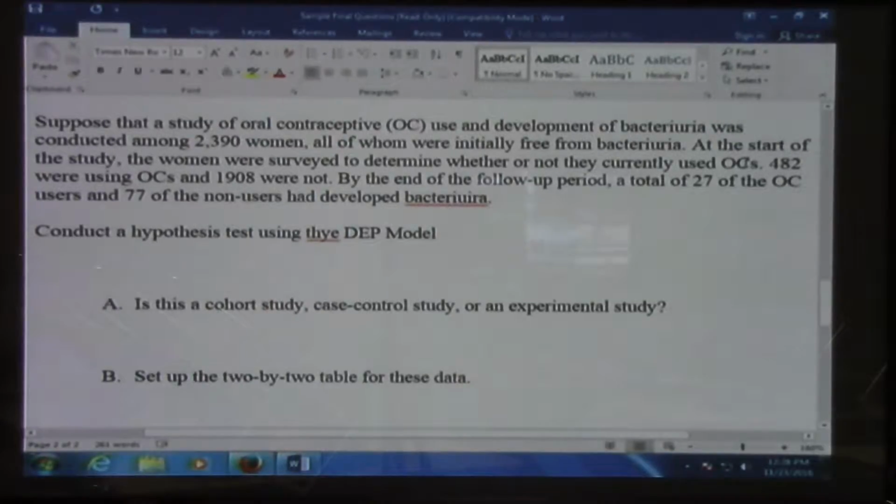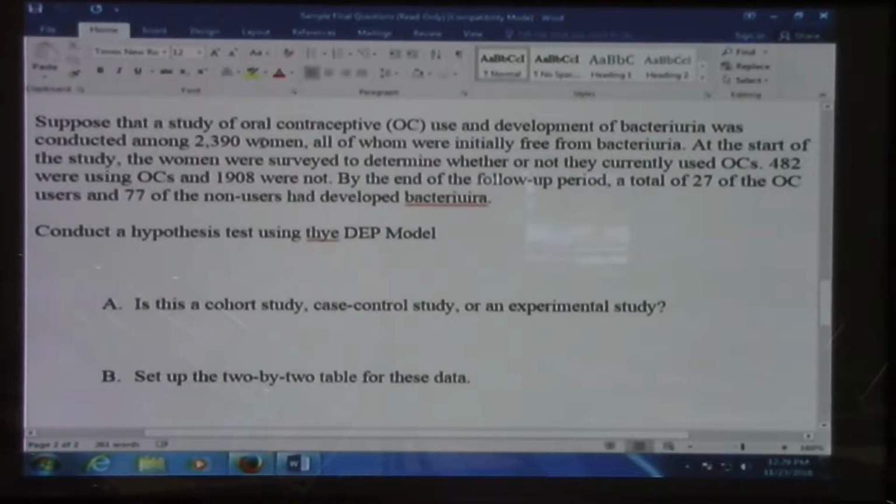So that pretty much leaves cohort because it is one of the study designs that is prospective. It's going to follow women over time, right? A follow-up period. They're looking to see if they develop the outcome. So this is a cohort study. So we will not be using odds ratios, but rather risk ratios, exactly like the ones that we developed and calculated together in Chapter 3.